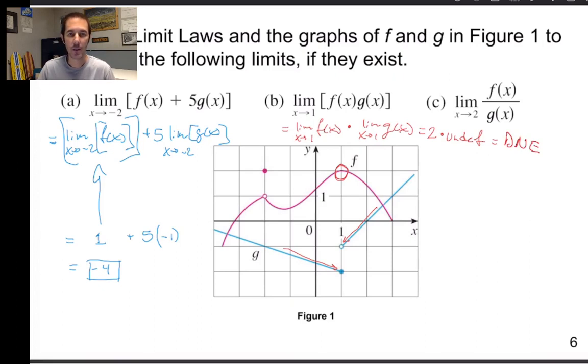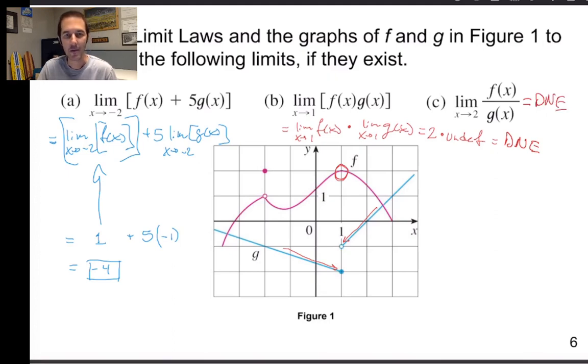The g function in part C is definitely the one that we need to be concerned with. As x approaches positive 2, does our function g approach 0? And in fact it does. And so that division by 0 is going to cause us a problem, and we're going to have to say that this one is undefined or does not exist either.